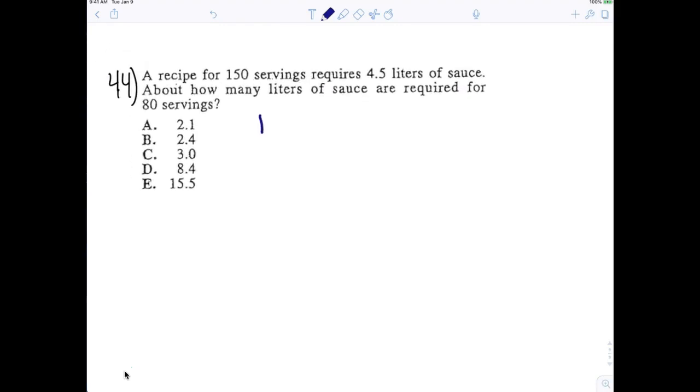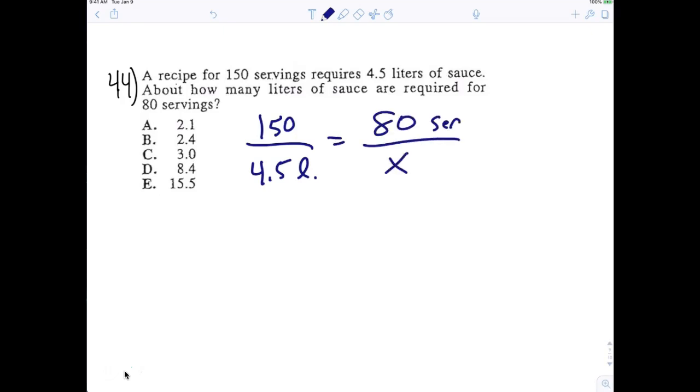So we have 150 servings for 4.5 liters. I have 80 servings, and I want to know how many liters. Does everybody agree with that? So again, 150x is equal to 360. Thank you very much. And then divide. 2.4.